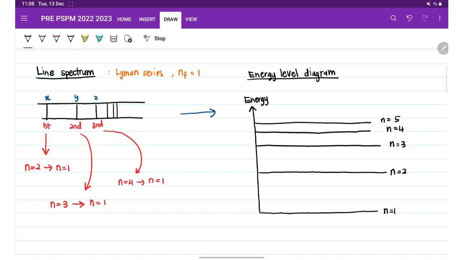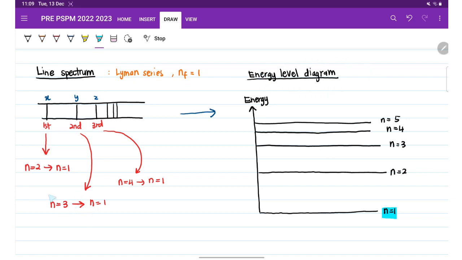So tak kisah mana-mana line spectrum, tak kisah mana-mana hydrogen emission series yang awak nak lukis, the energy level diagram must always start from n equals to 1. Okay, walaupun transition tak sampai kepada n equals to 1, tapi kita still akan letak n equals to 1 dekat sini. Okay, now, so for example, saya nak pindahkan from our line spectrum, the line X, Y and Z kepada energy level diagram. So, how are we going to do that?